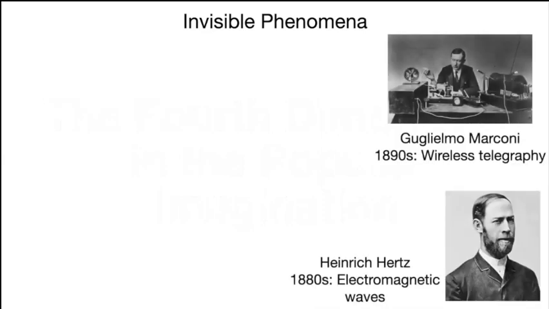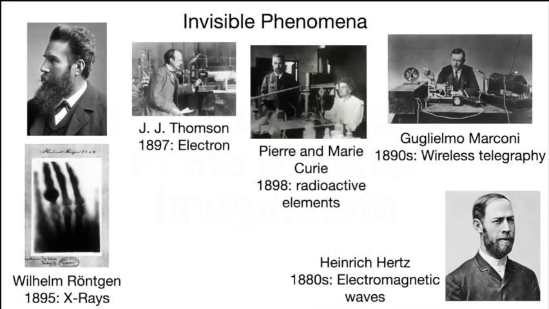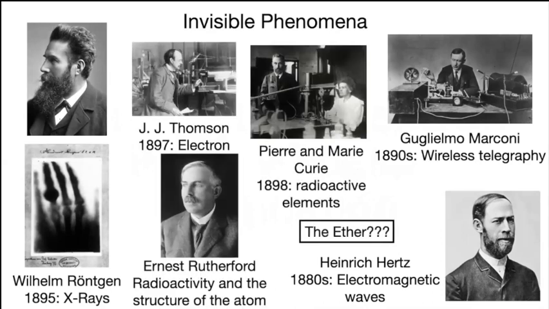And so also if we go back to that time period, this was a time period of great scientific progress. And a lot of this progress revolved around things that we couldn't see. So here are just some examples: electromagnetic waves, wireless telegraphy, X-rays, the electron, the atom, radioactivity. They believed in the ether during that time period. And so all of these esteemed scientists were saying, "We know all this information about our world, our universe, and you can't see any of it."